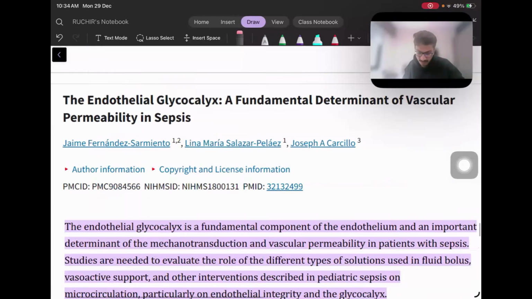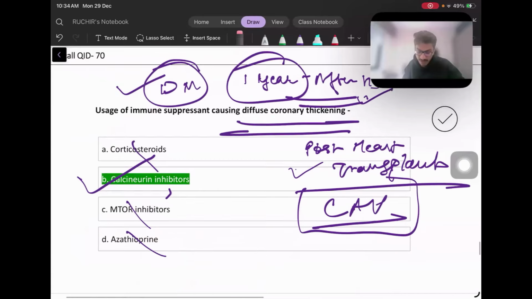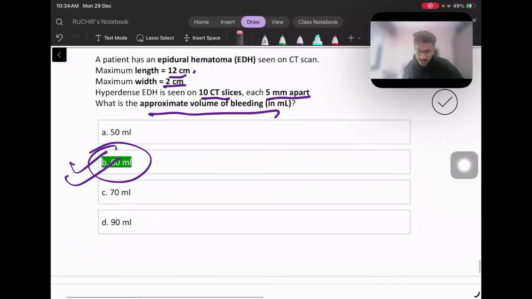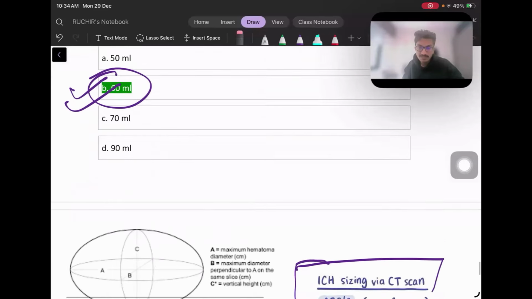Math is night type 3. Then you have the immunosuppressant causing diffuse coronary thickening, that is calcineurin inhibitors. And lastly, the EDH calculation given, the answer here is 60 ml.